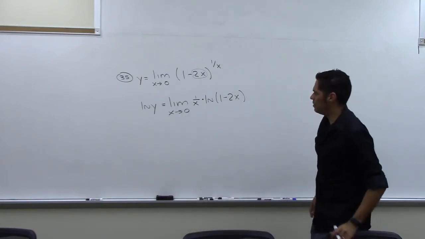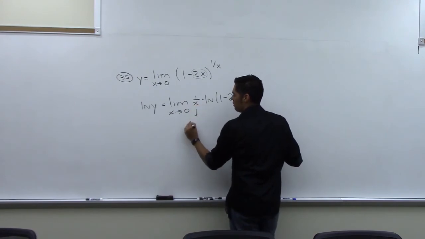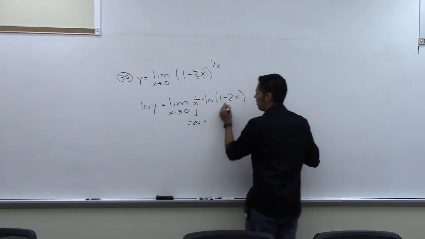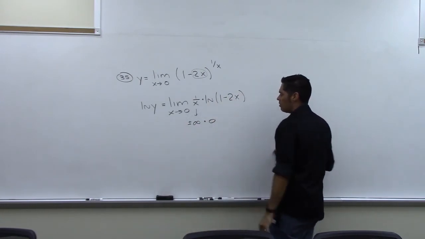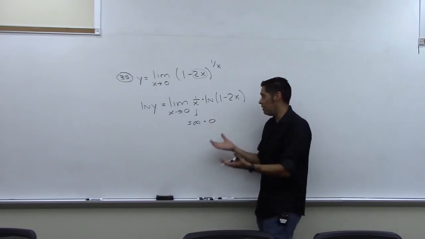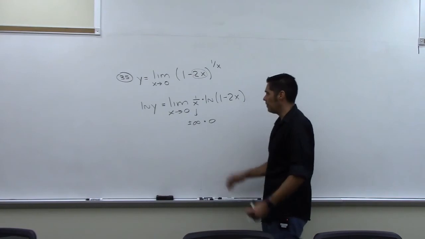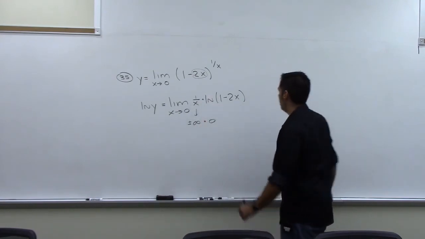Okay, so what happens here? As x goes to 0, this is either going to go to positive or negative infinity, depending on which side I come in on. And this right here, if that's 0, natural log of 1 is 0. So now it looks like either infinity times 0 or negative infinity times 0. Either way, that's a problem. That's indeterminate. But we know how to handle this. To handle this, we drop one of those down.